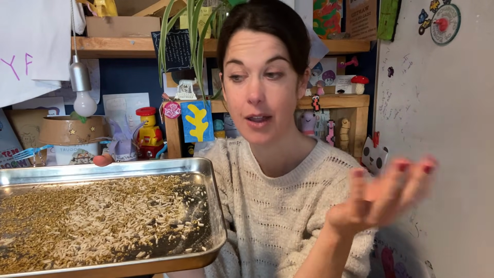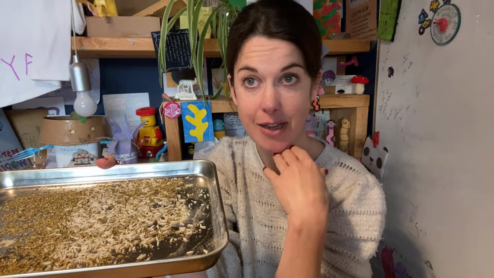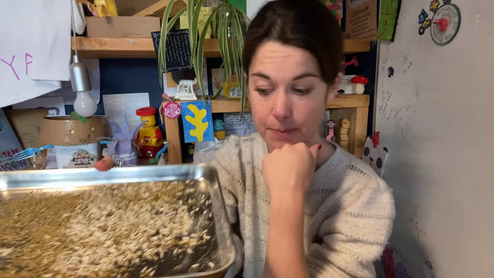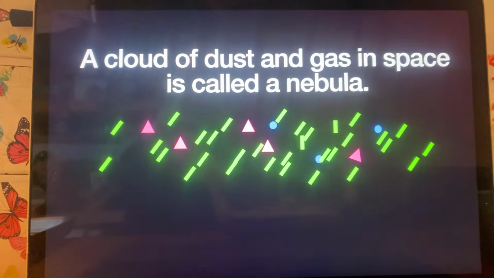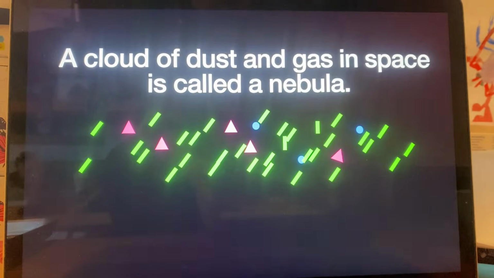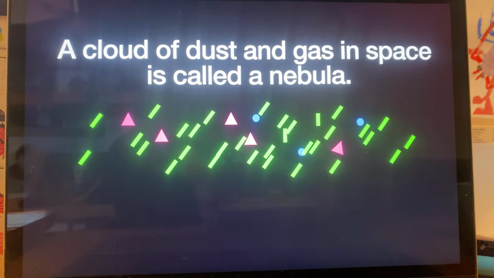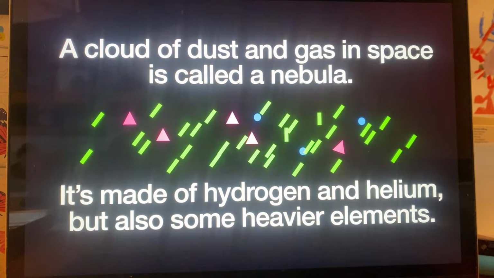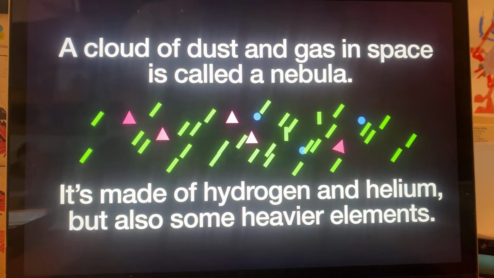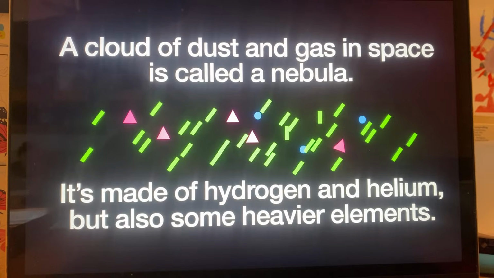And I'm going to show you a little PowerPoint of a little story about one of these clouds of gas and dust that was floating in space 4.5 billion years ago, all right? And then we'll do a bit more of the activity. Okay, so science words for you. A cloud of dust and gas in space is called a nebula. Did you know that? Well, it is. A nebula is a cloud of gas and dust just floating in space. And like I say, nebulas are made out of hydrogen and helium, but also some heavy elements as well, like your irons, whatever.